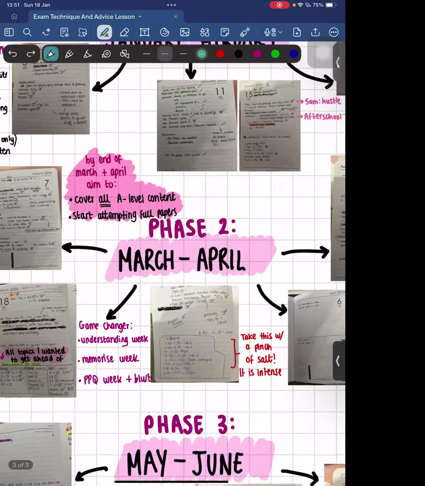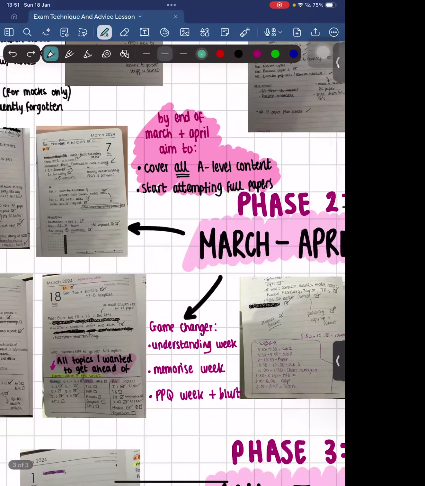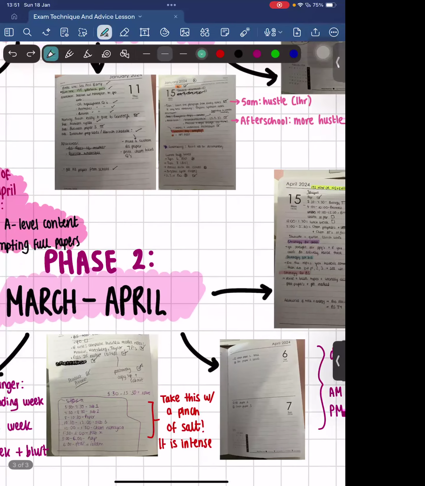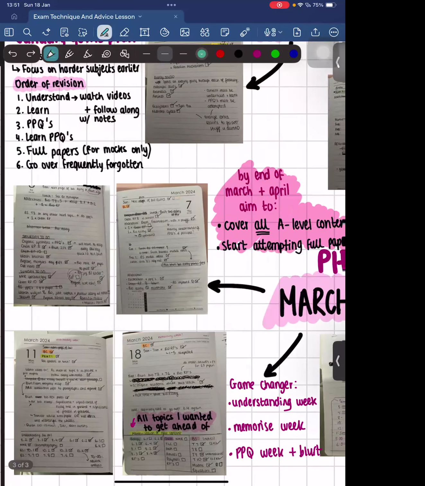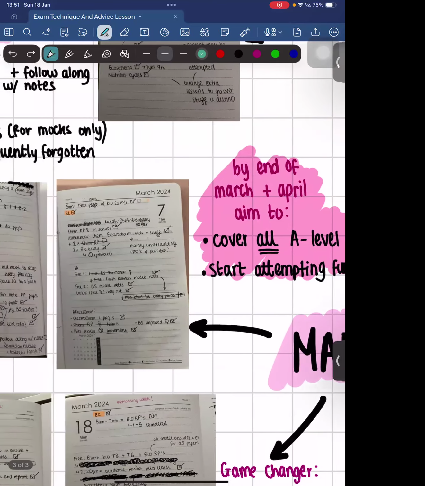March and April was probably one of my hardest working months, and you can see that from all the different things I had in my diary. So let me tell you what I had achieved by the end of March and April. I had actually covered all A-level content and I had started to attempt full papers. So let me tell you how I did that.